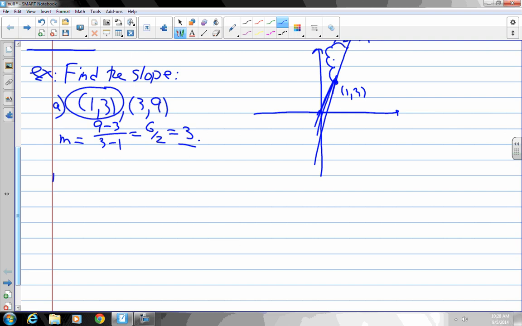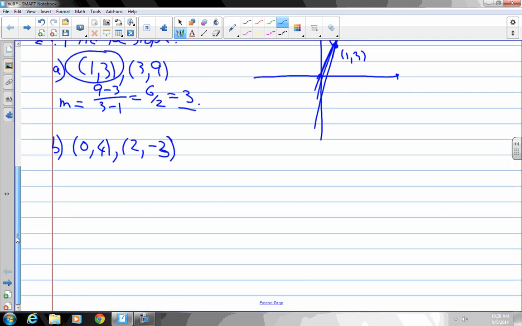If I do something like this, 0, 4, and then 2, negative 2, how about negative 3? Can we find the slope of that line? We'll do the same thing, right? We'll subtract the y values over the x values. So that's negative 7 over 2. Right? What does that mean? Negative slope. So down 7 over 2.